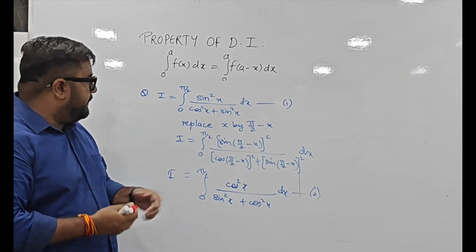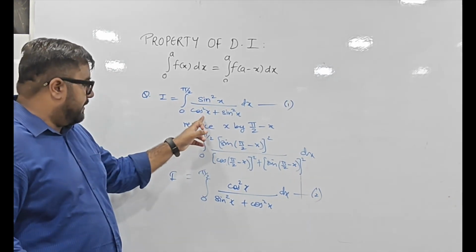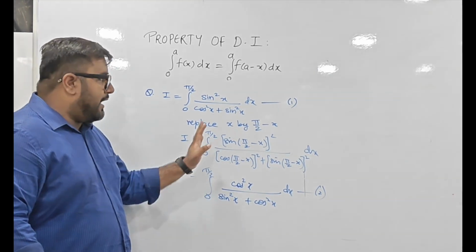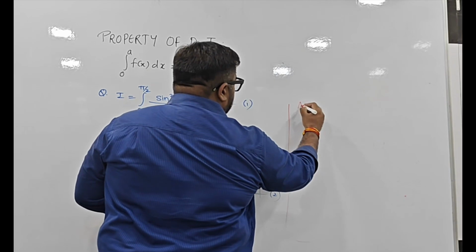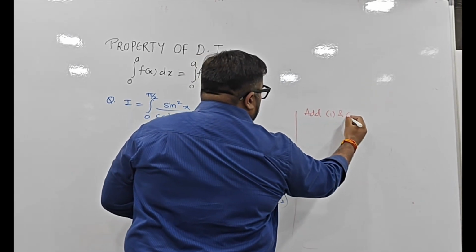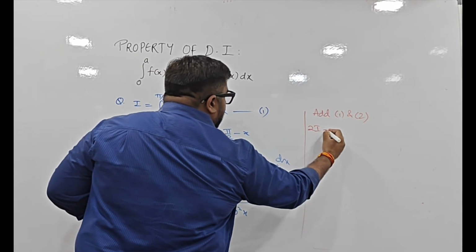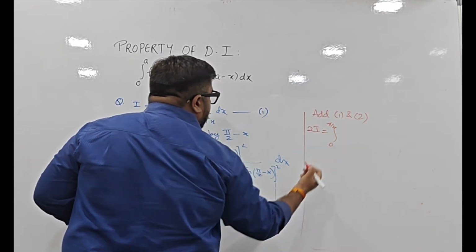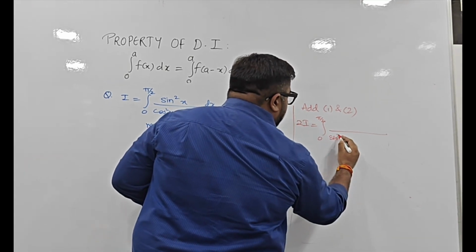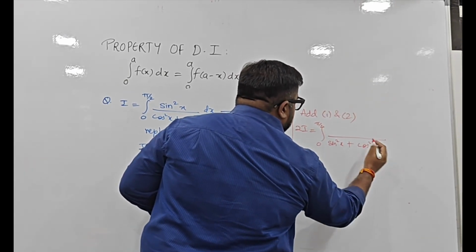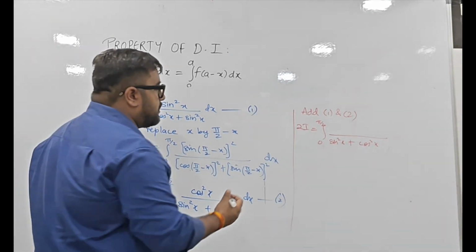And what do I observe here? I can see that the denominator here and here are both the same. So after this part, you simply need to add equations 1 and 2. So I plus I becomes 2I, integral 0 to pi by 2. Since the denominator is the same, I am writing it only once, sin square x plus cos square x, and you can see that the numerator now becomes sin square x plus cos square x.